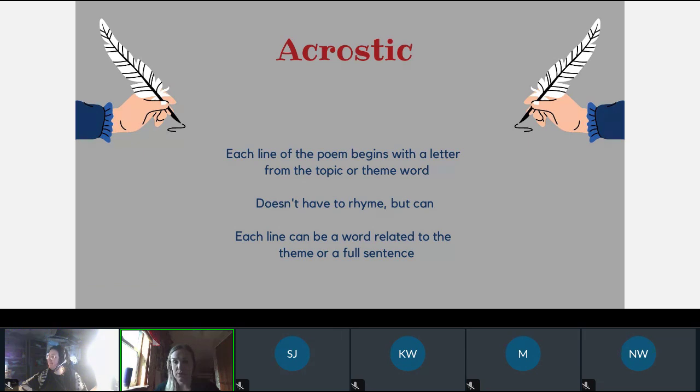All right, so let's move into it. We're going to do this now. Acrostics are poems where each line of the poem begins with a letter from the topic or theme word. So sometimes the name of the poem, okay? So each line is going to begin with a different letter of the name. And I'll show you an example of that in a second in case that doesn't make sense. It doesn't have to rhyme, but it can. And each line can be a word related to the theme or a full sentence. So it needs to be related to the theme. It can just be one word or it can be an entire sentence or it can wrap around and all weave together. And I'll show you examples of all 3 of those.